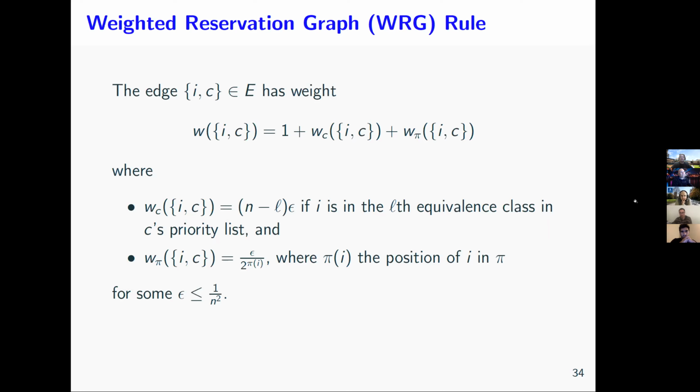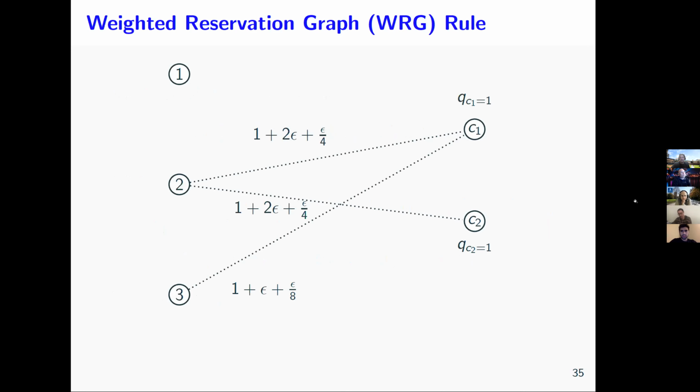Okay. So based on this information, you can form a bipartite weighted graph. And this is an example from the previous running instance. So you've set up the weights, and all you do is you find a maximum weight matching. And this is essentially our rule. So it's called the weighted reservation graph rule.